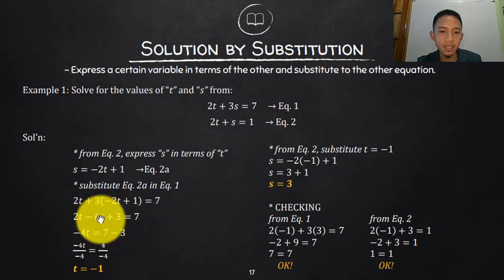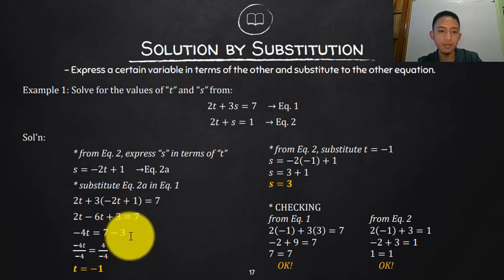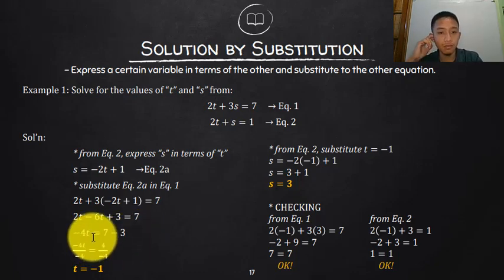So 2t and 6t will combine, that is minus, so that will be negative 4t. 3 will go on the other side as negative, so that will be 7 minus 3. Now that will be equal to 4, but I need to solve for t. I want to get the value of t, so I do not need that negative 4. So what I will do is divide both sides by negative 4.